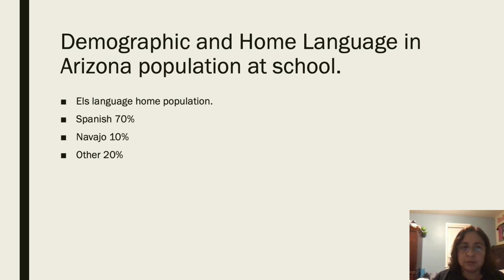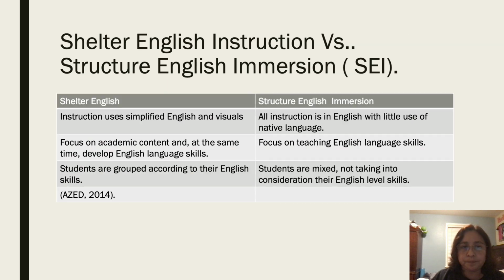So, the home language, other than English, is Spanish, 70%, as we said before in the other slide. 50% of the students are Hispanic, so it makes sense that 70% of the students speak Spanish. The other 10% speak Navajo, and the other 20% speak another language. This takes us to how do they learn?